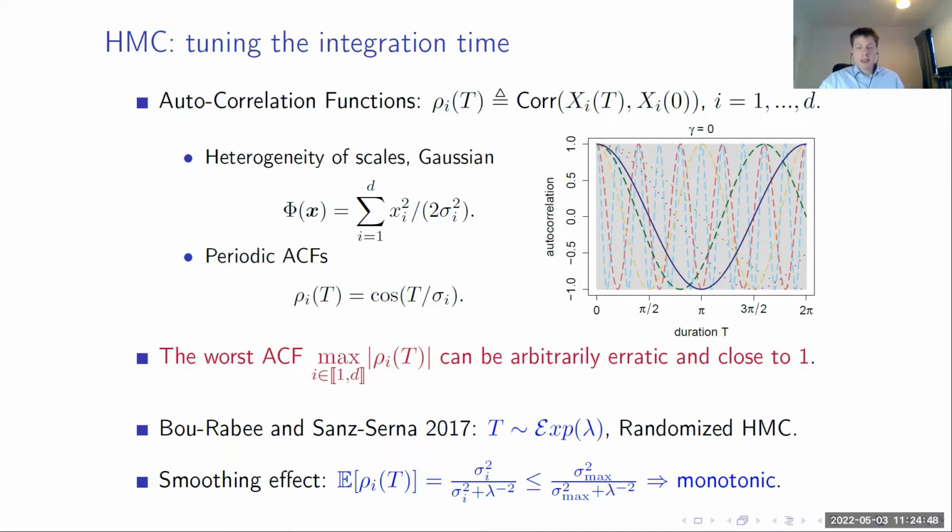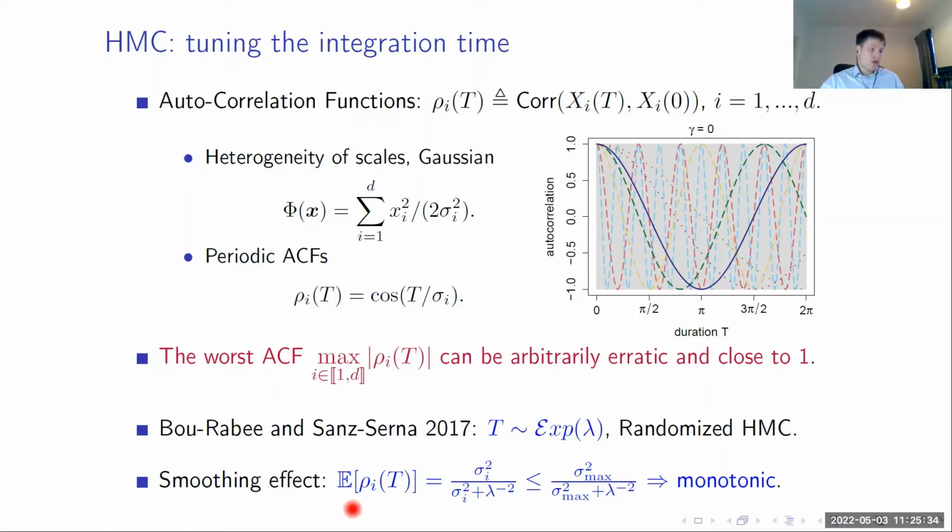So the main solution suggested in the literature to tackle this problem is to introduce randomness in Hamiltonian trajectories by selecting the integration time at random. Here I point out one reference that chooses an exponential distribution for the integration time, but this idea is not new. It is already in the book of Radford Neal in 2011. You can find similar suggestions with uniform distribution. You can make different choices of distribution here, but the principle is more or less always the same. The goal is to introduce an averaging, smoothing effect on the autocorrelations.